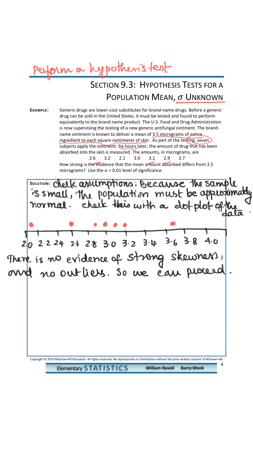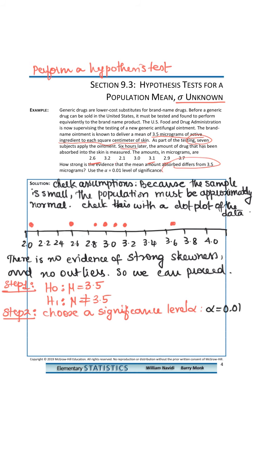First, state the null and alternate hypothesis. The question says the mean differs from 3.5 micrograms. So the null and alternate hypothesis are mu equal to 3.5 and mu not equal 3.5. Step 2, choose the significance level alpha. Here alpha is 0.01. Now compute the test statistic.